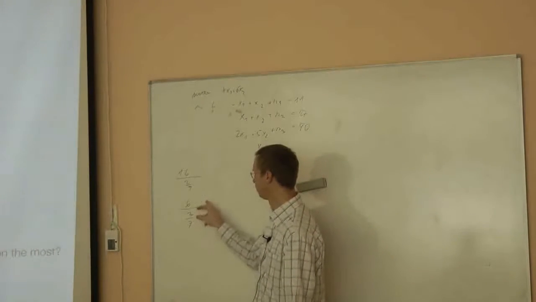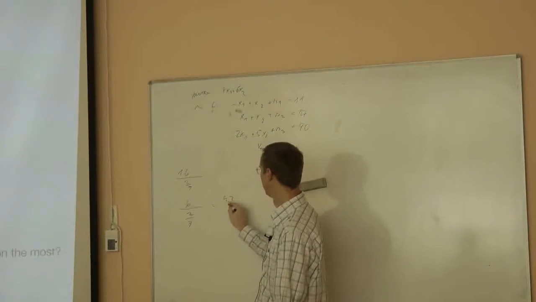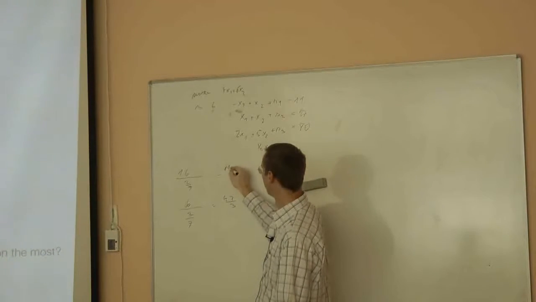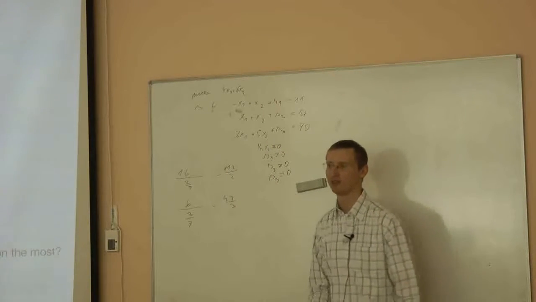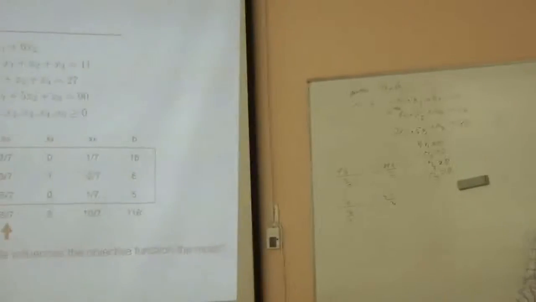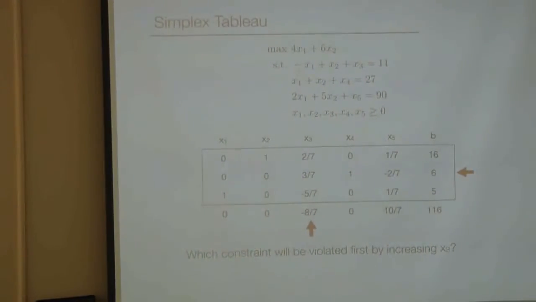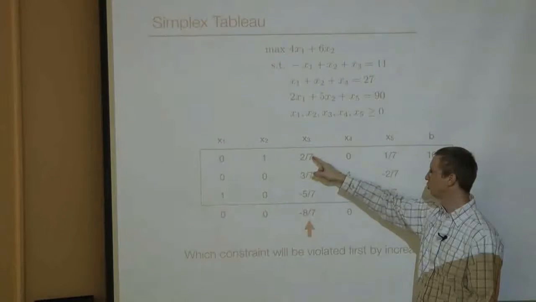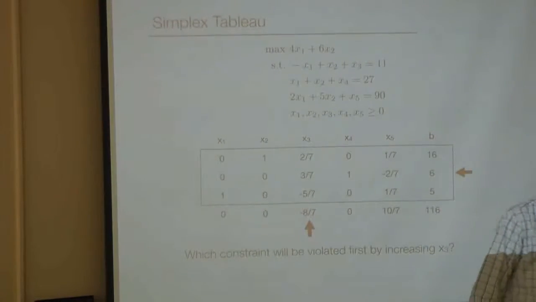So this is 42 over 3. And this one is 112 over 2. So obviously this one is lower. So it would be the second constraint, which is most dangerous by increasing x3, and we do the same. This pivoting can be nicely automated, and that's what the solvers are actually doing inside. So how do we get 1 here, 0 there, 0 there, and 0 there? Well, elementary row operations.